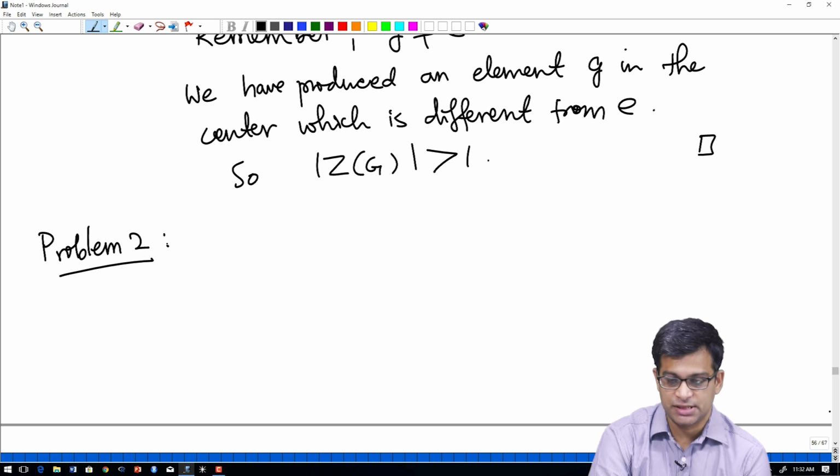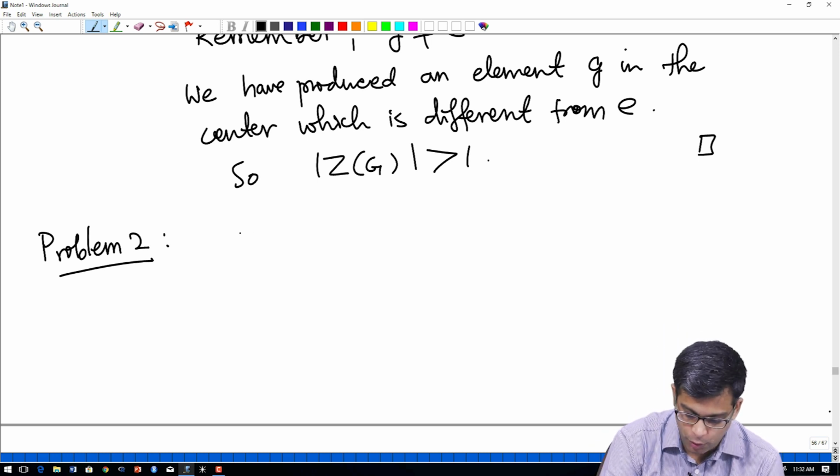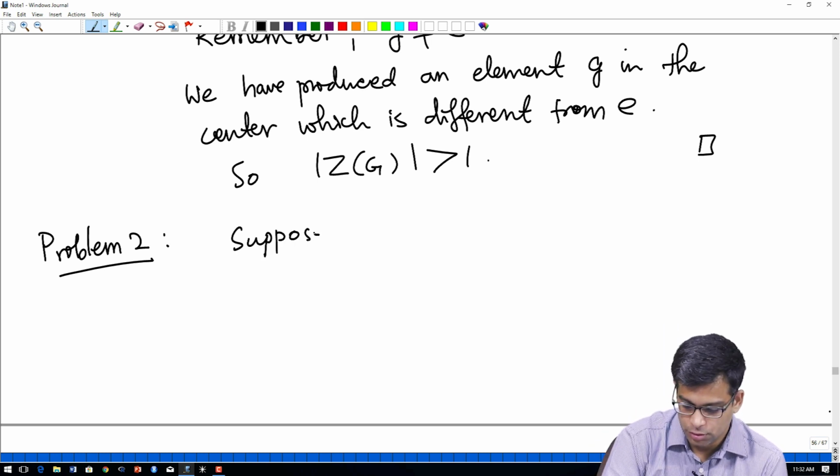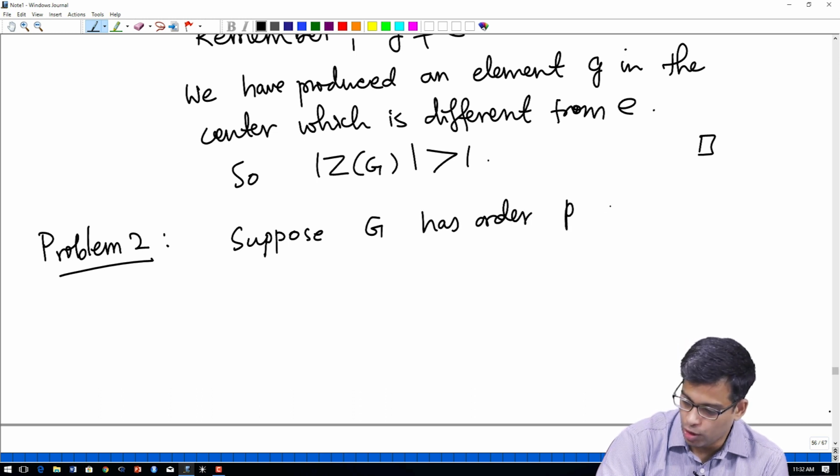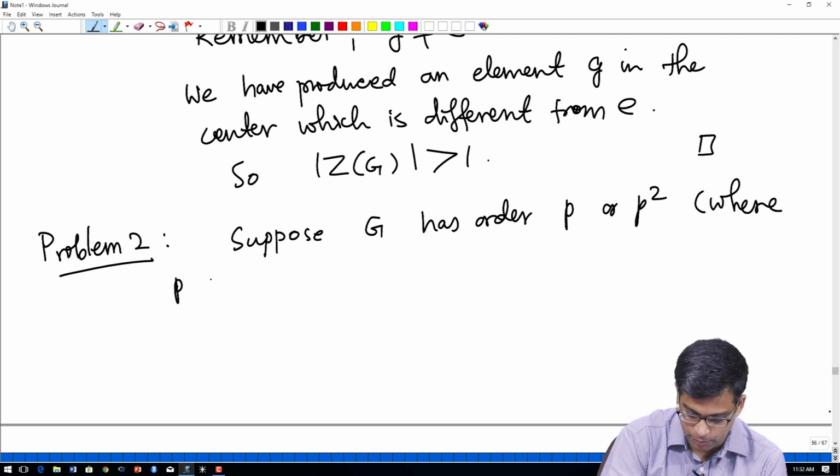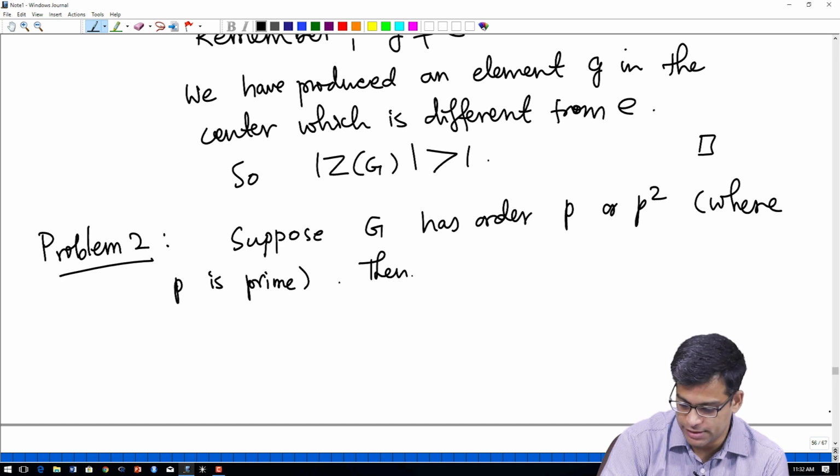Now, I am going to consider a special kind of p-group. Suppose G has order p or p squared, where p is prime, then G is abelian.